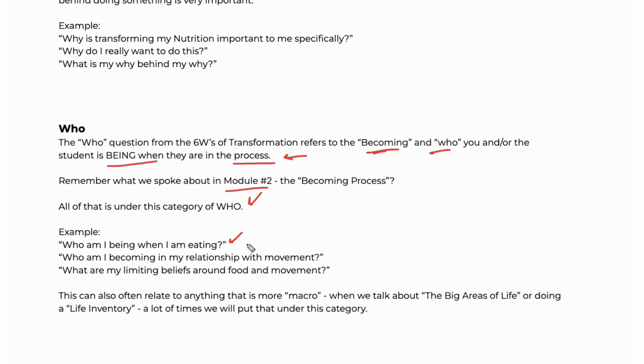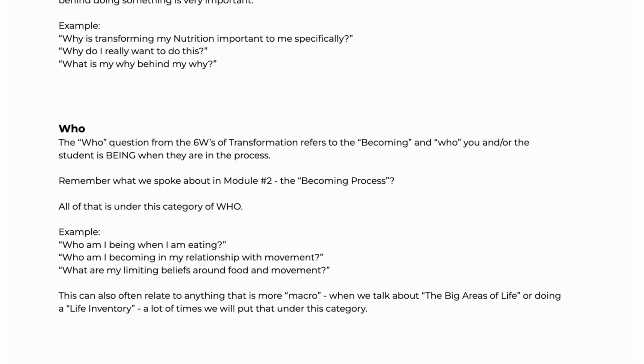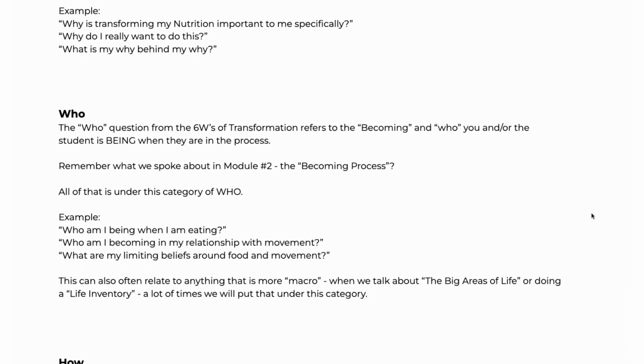And so this can also be related to the macro of when we talk about the big 4 areas of life, right? And we talk about, hey, let's go ahead and do a life inventory, or let's evaluate how your life is going as a whole. Many times what we will do is put that underneath the category of who, whenever it refers to life coaching, macro life evaluation, that kind of stuff. We typically will put that underneath the who bucket. Okay, so that is the who question from the 6Ws.